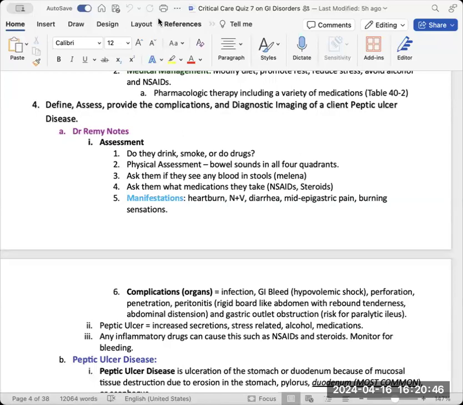That's why we want to do a good abdominal assessment and ask them about their bowel movements, if they have any blood anywhere, things like that. Their manifestations, such as when they eat, what sorts of pain do they have? Do they have any pain when they eat? Things like that. And yeah, is there anything anybody wants to add?